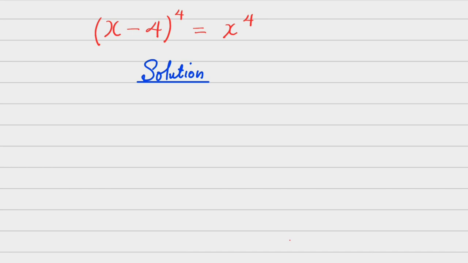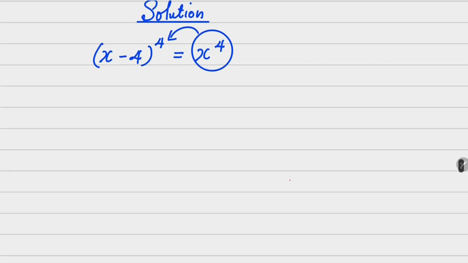Now I have a very good question which says (x − 4)^4 is equal to x^4. Now how do we work this question? There is one thing that I wish you wouldn't do. Do not expand. Instead, take this to this, please.